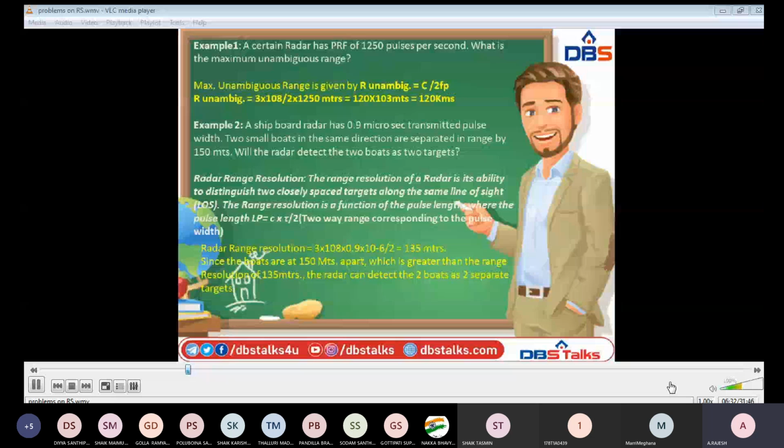Okay, a certain radar has a PRF of 1250 pulses per second. So what is the unambiguous range? We need to find out the R unambiguous value. We have a formula that R unambiguous is equal to C by 2FP.